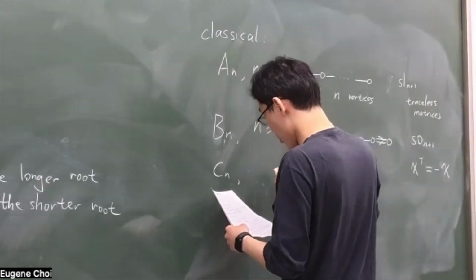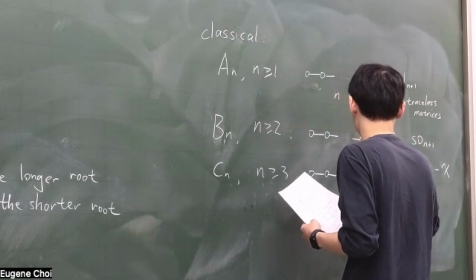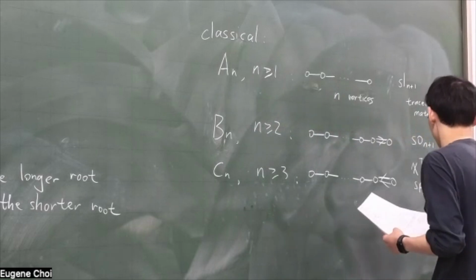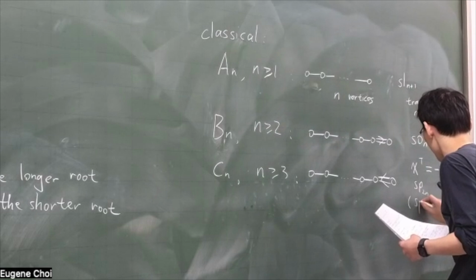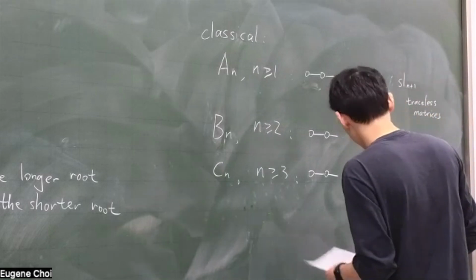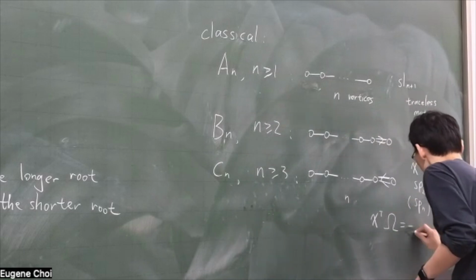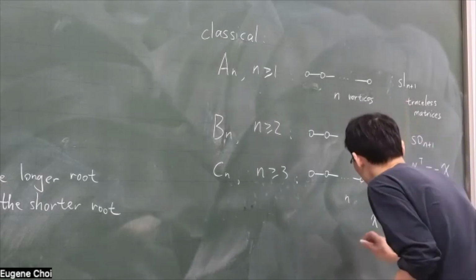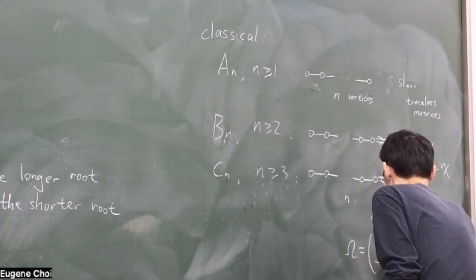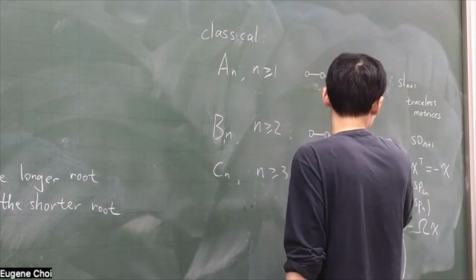C_n, with n greater than or equal to 3, is sort of like the other way around. I have this thing here, and this is called SP 2n. Sometimes people would just denote it as SP n. So here you still have n vertices, and this satisfies this relation, where omega is the matrix like this. It's a block matrix with 0 here and identity matrix here, minus identity matrix here. So it's always size 2n by 2n.